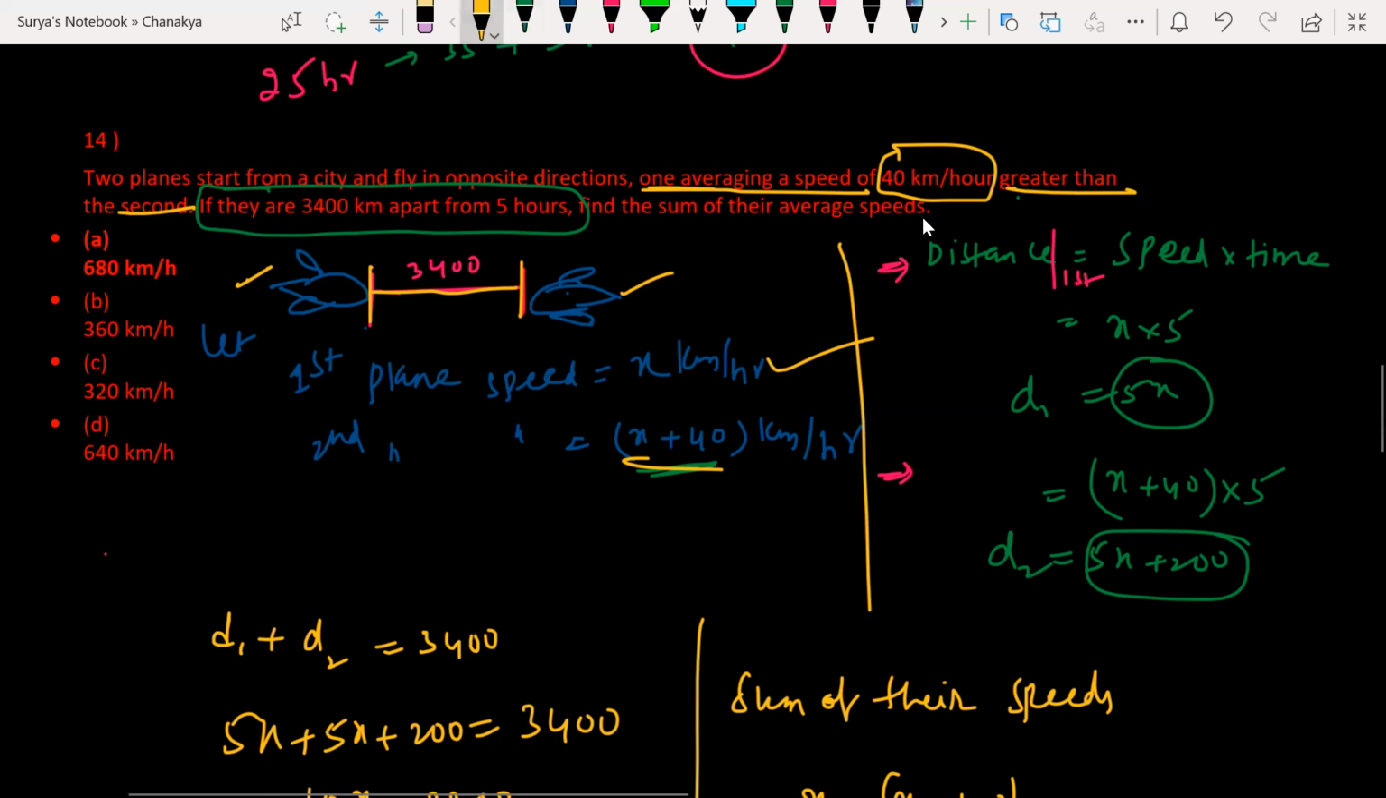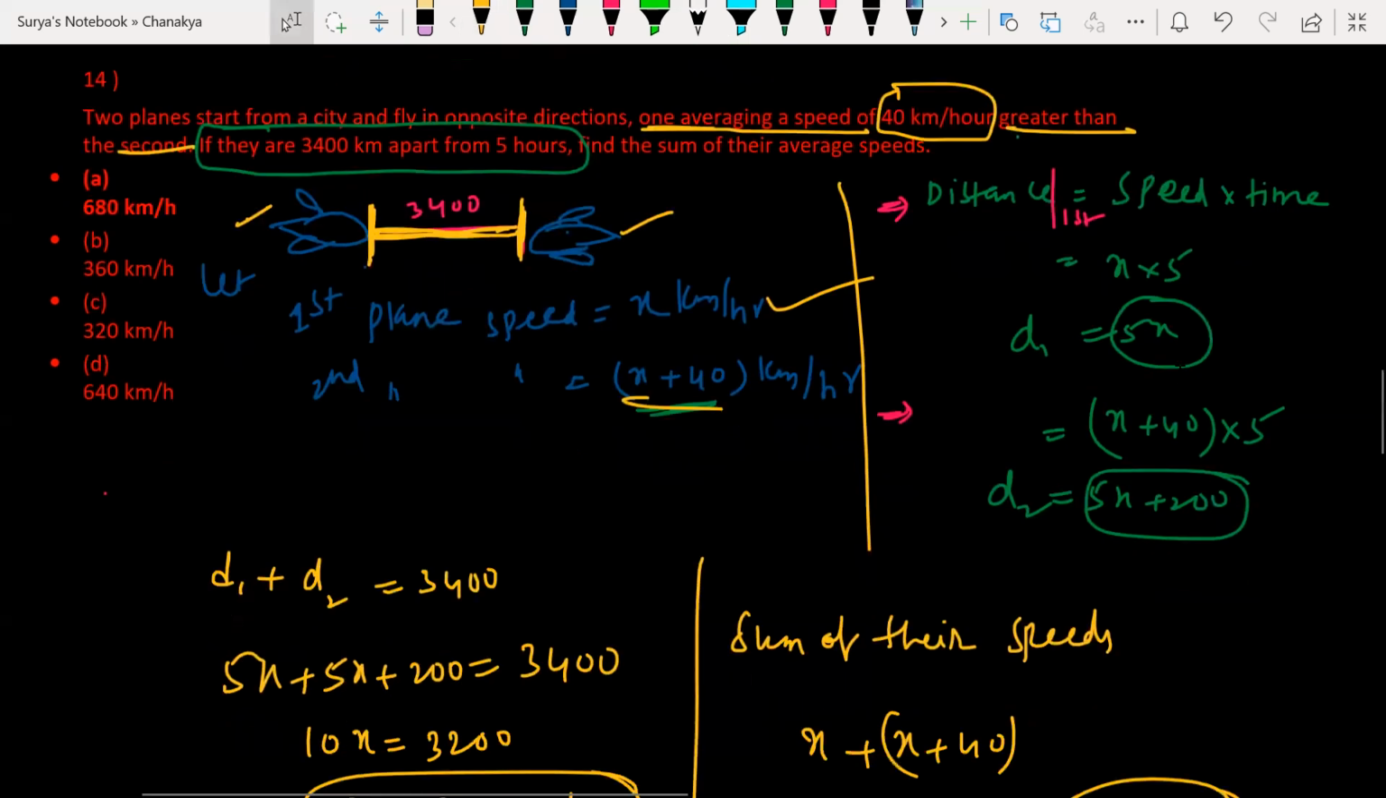Look at this here. The distance between these two planes: for these two planes to meet, they have to cover 3,400 kilometers within 5 hours. Then find the sum of their average speeds, not ages. The sum of their average speeds.